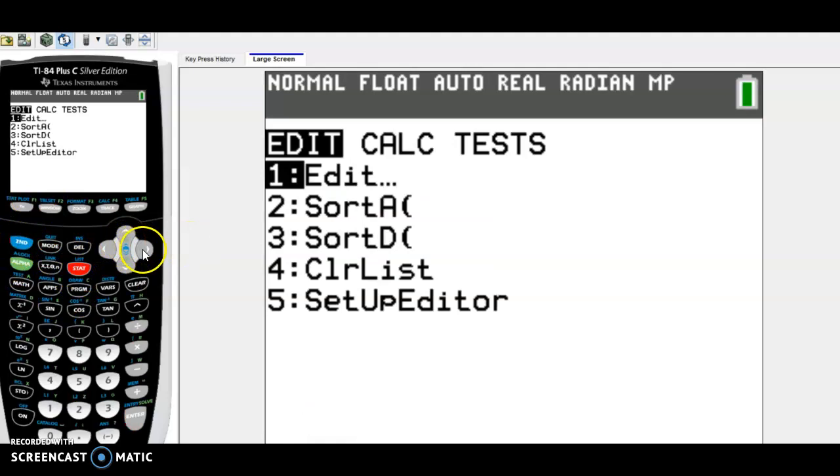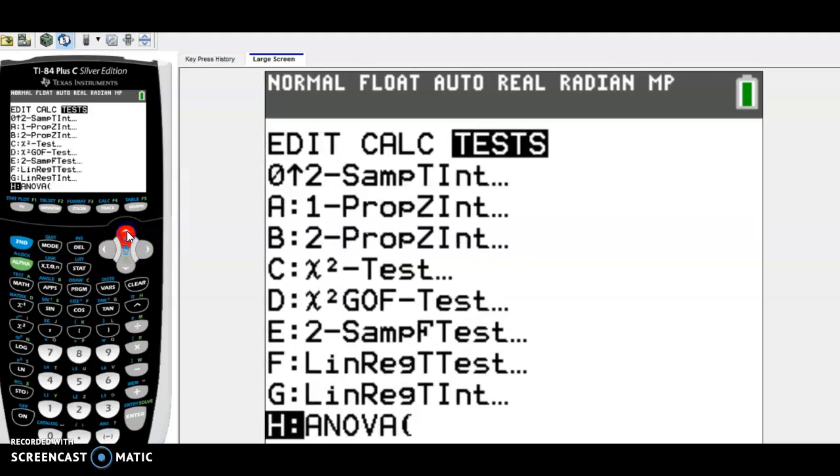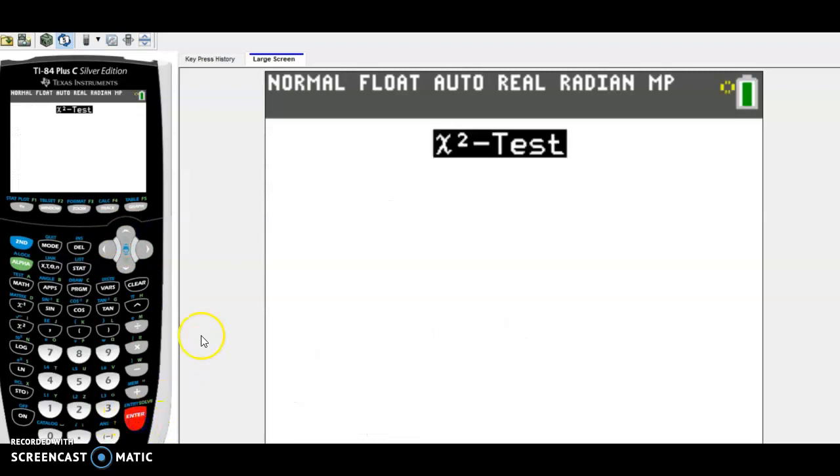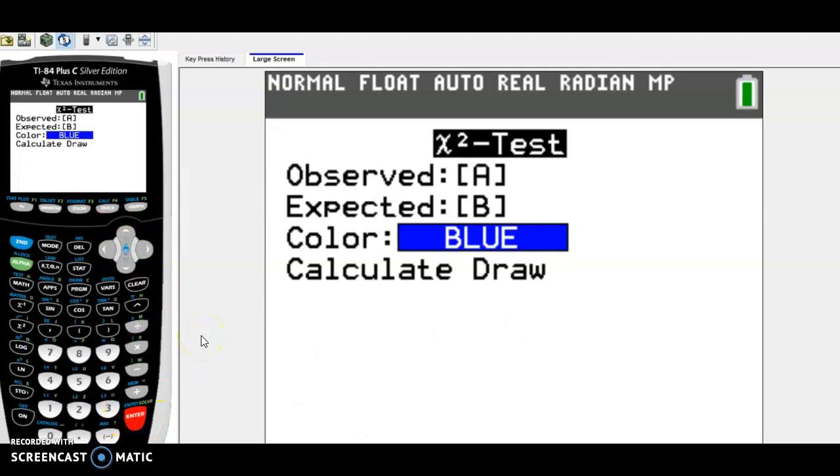So if I go to stat tests and go to just the chi-squared test, not the goodness of fit test, this also operates in a different way. It's really asking me for an input-output. So my input is that my observed counts were in A. My expected is that it's going to put them in B. And so if you looked at my matrix menu, there weren't any dimensions listed next to B, which means I have nothing stored there right now.